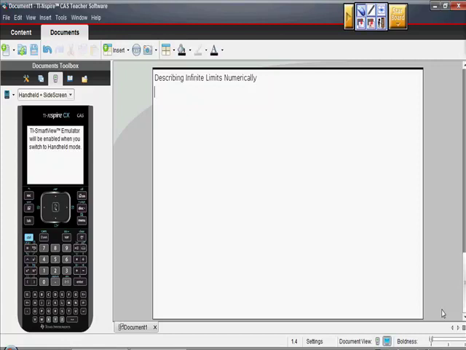All right, so describing infinite limits numerically, start with this idea again. Infinite limits are not limits at infinity. People get that screwed up all the time, and it causes a ton of confusion. Infinite limits is when you approach an x value and the height of the function goes towards positive infinity, goes super, super high, or it goes towards negative infinity, which is super, super low.